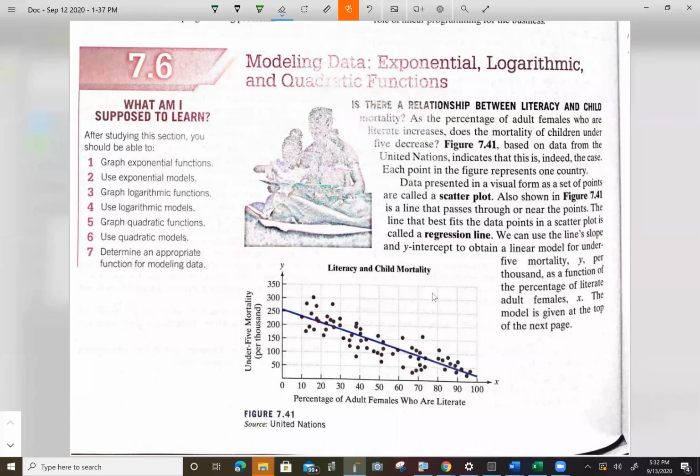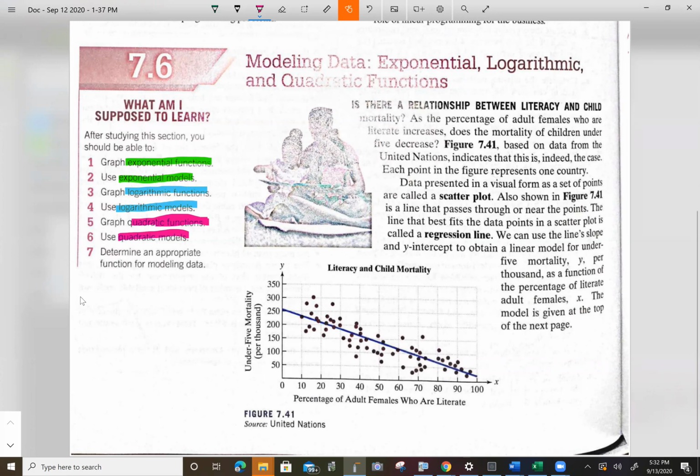Hey everyone, I'm going to split chapter 7.6 into 3 shorter videos since we're really talking about 3 separate types of math. Well, they're not 3 separate types of math, but they're 3 different models that we're looking at. So if we look at what we are supposed to learn, we are talking about graphing exponential functions using exponential models. Then we are talking about graphing logarithmic functions and then using logarithmic models. And then finally, we are talking about graphing quadratic functions and graphing quadratic models.